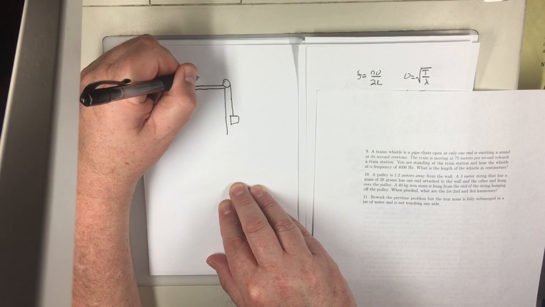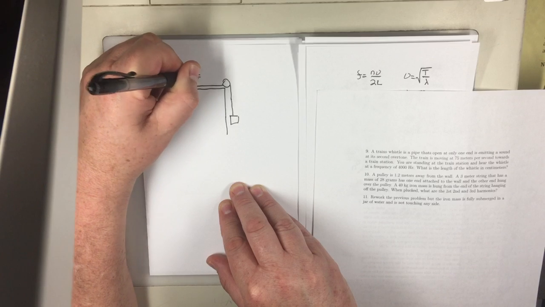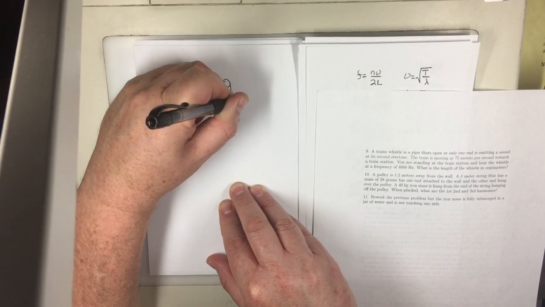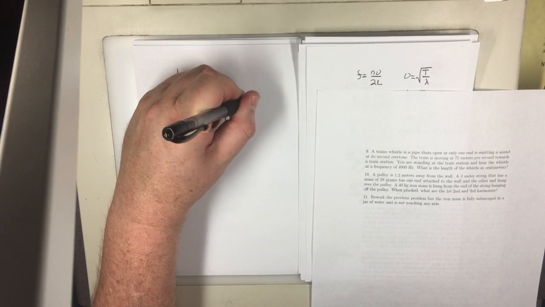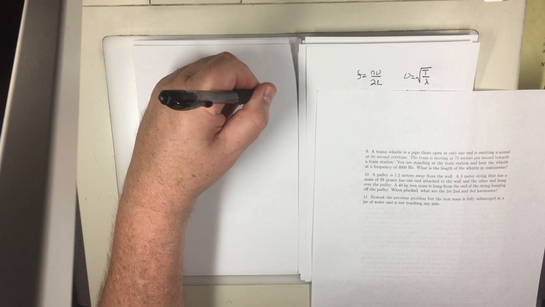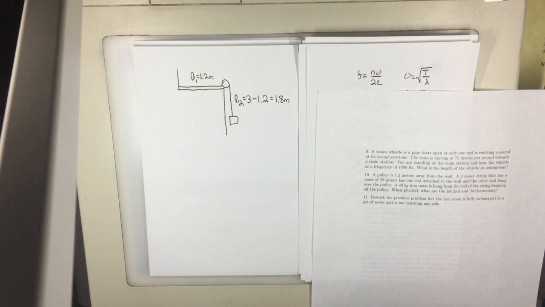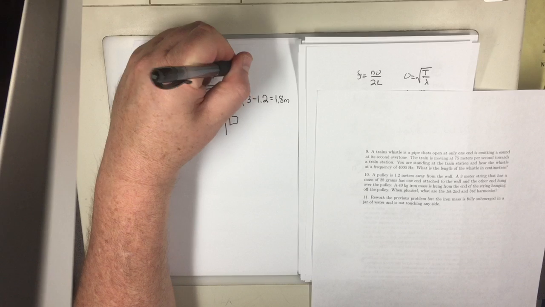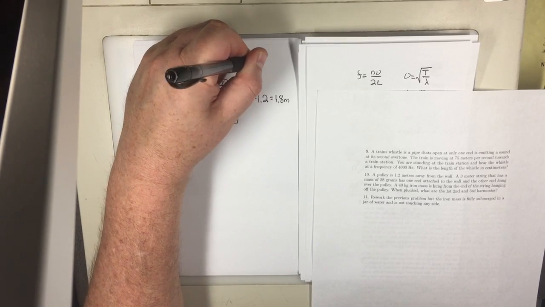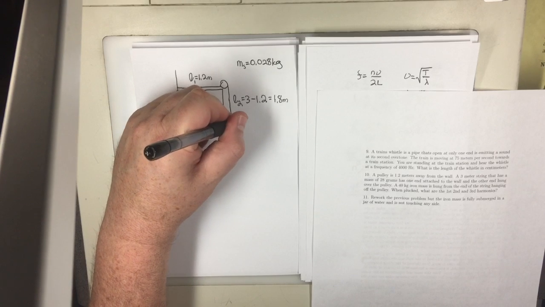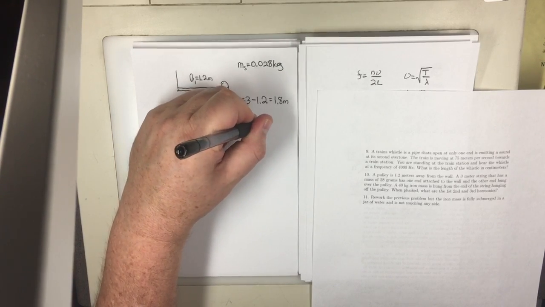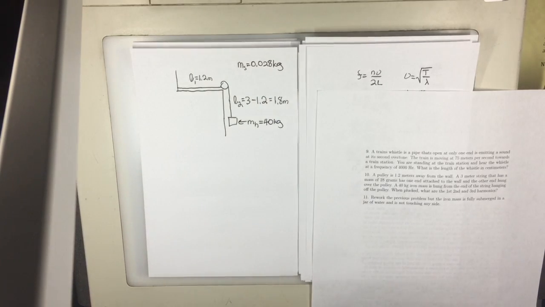A pulley is 1.2 meters away from the wall. So L1 is 1.2 meters. This is L2, and L2 is the remainder of the string, which means it is 3 minus 1.2 or 1.8. I'm not sure if we're going to use this. It says that the 3-meter string has a mass of 28 grams. So the mass of the string for the whole string is 0.028 kilograms. At the end of this string, the hanging mass is 40 kilograms, and it's iron.